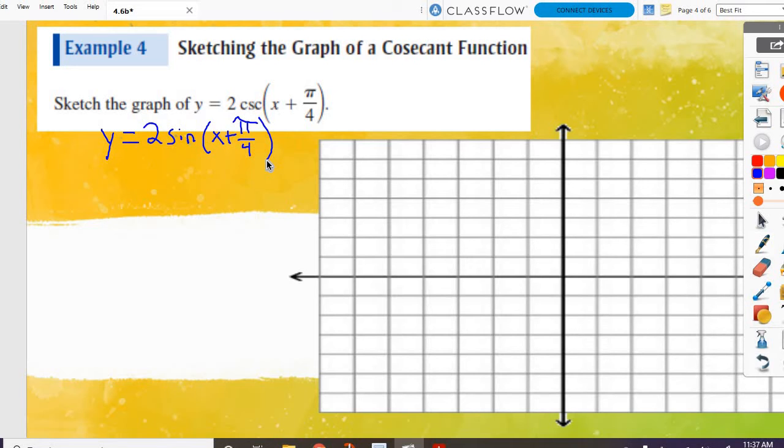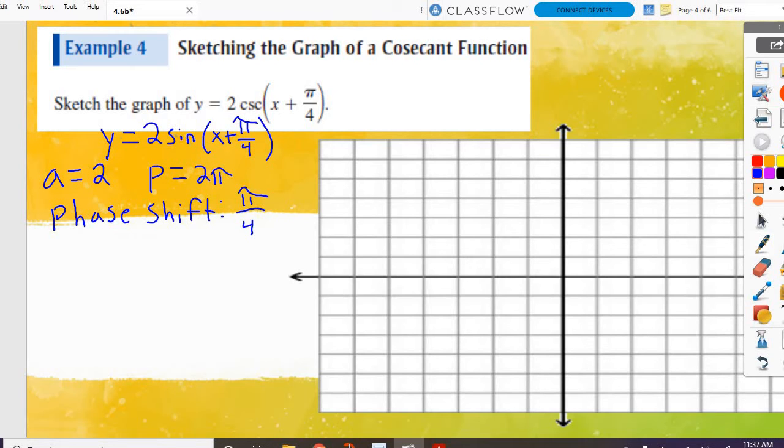So remember that we want to label all of our stuff first. Our A value here is 2, so that's going to affect our maxes and our mins. We don't have a B value, so our period is just going to be 2 pi. And then notice that we have a phase shift of pi over 4.